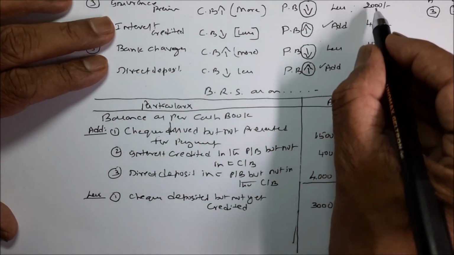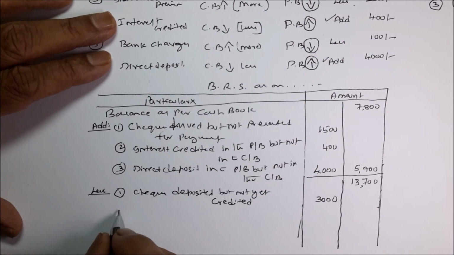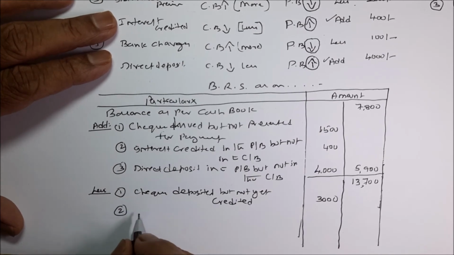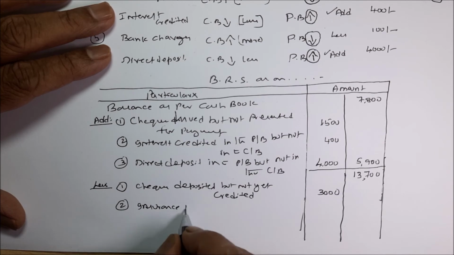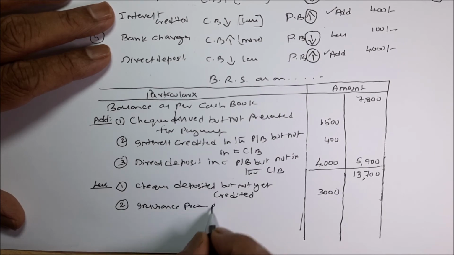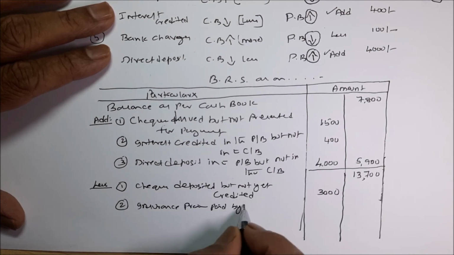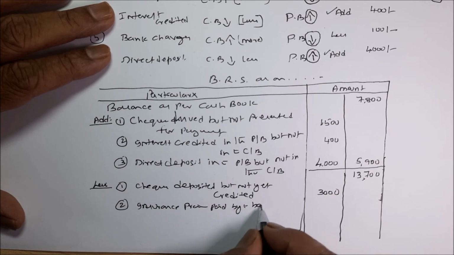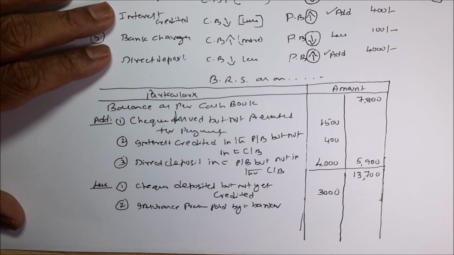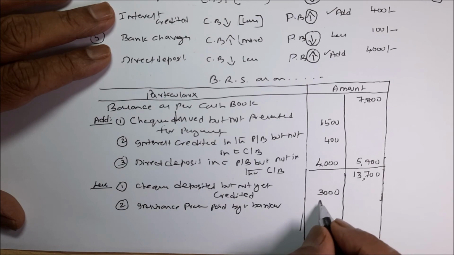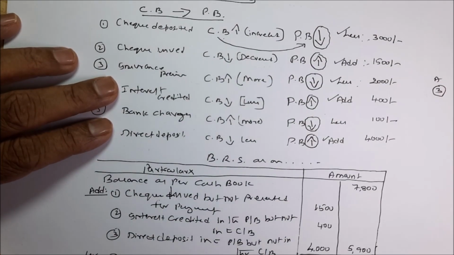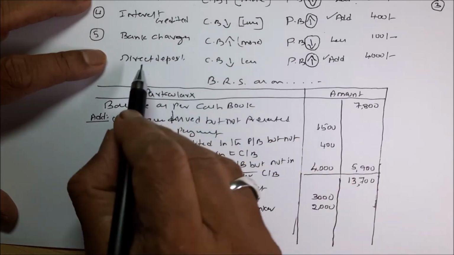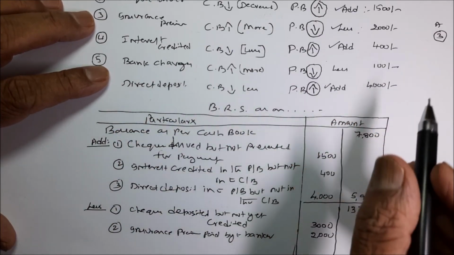Next less is 2,000, that is insurance premium. Insurance premium paid by the banker, that is as per standing instructions, 2,000. Second less is over. Then last less is bank charges, rupees 100.